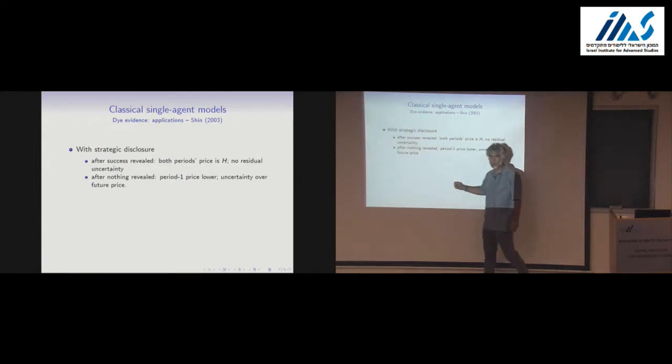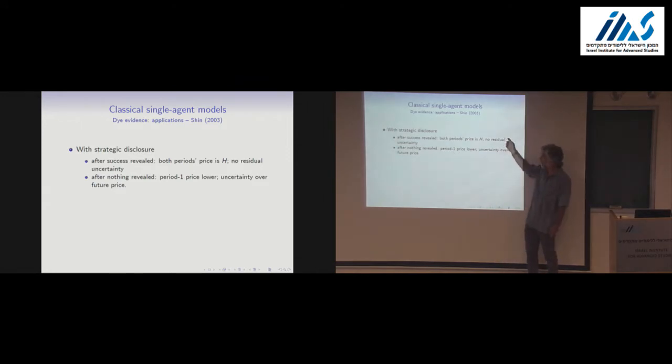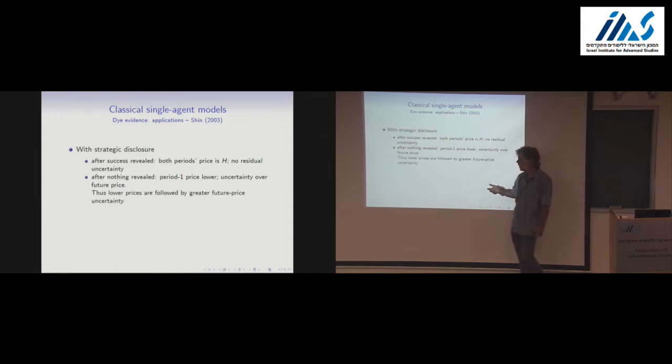If nothing is revealed, then there are two possibilities. He didn't have evidence, or he had evidence that it's low. In either case, the belief about the value of the firm in period one is going to be less than H, so you're going to have a lower price, and there's going to be uncertainty over the future price, because it will either be L or H as it is realized. So we see that lower prices are going to be followed by greater price uncertainty. Low prices lead to future price variability. That's when you have a model of strategic disclosure.